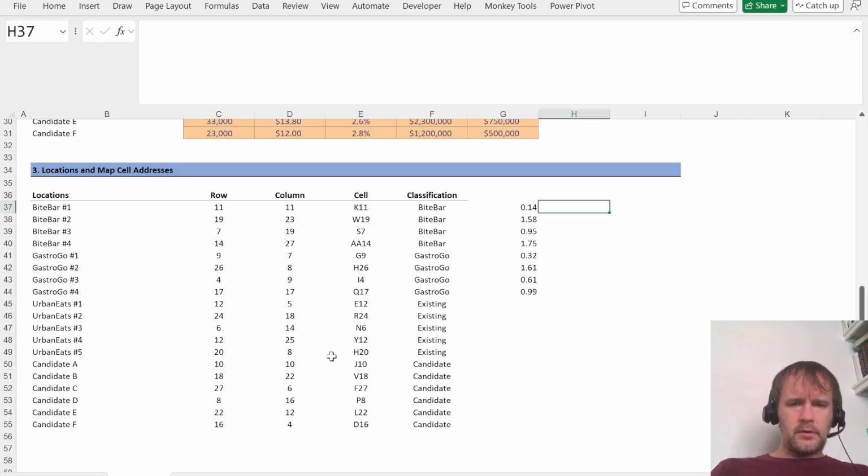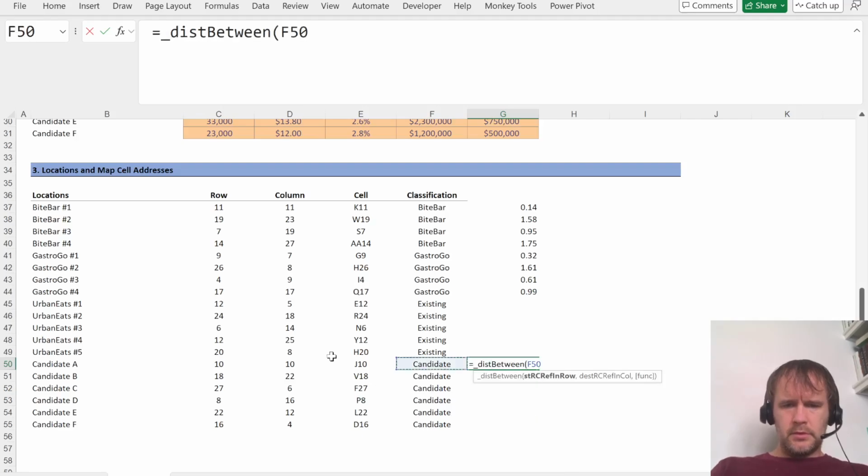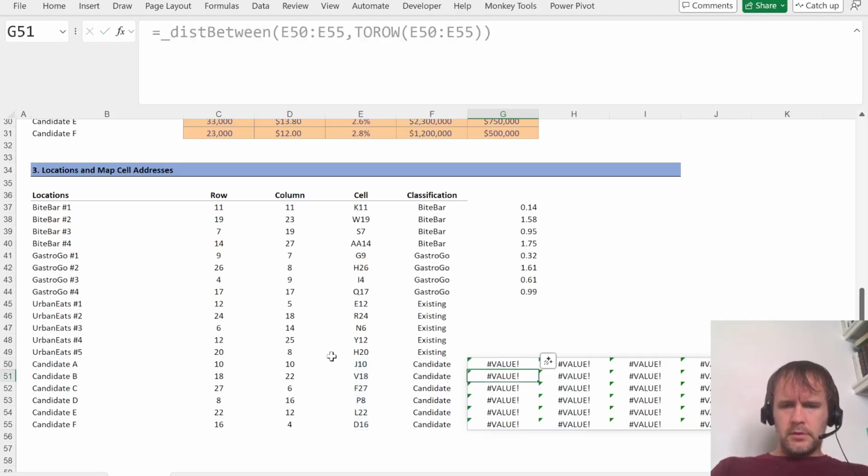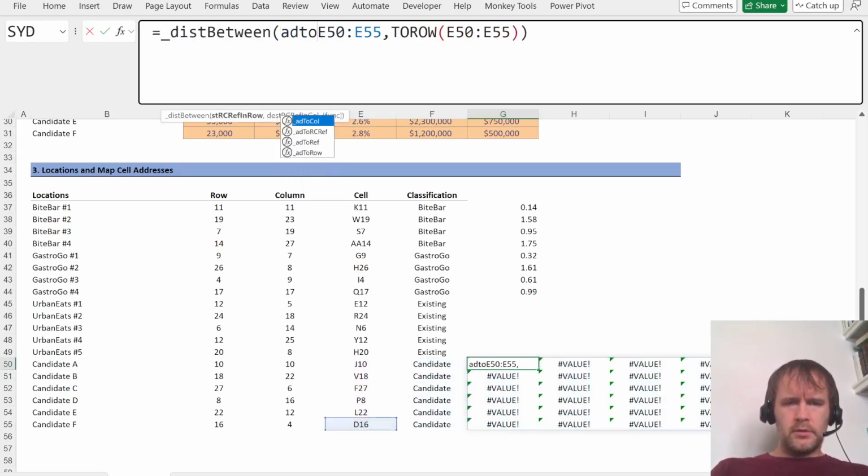Which candidate locations are closest to each other? So let's do just between this and 2 row this. You don't like that? Fine. Add to RCRef.